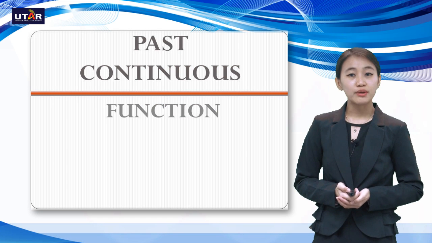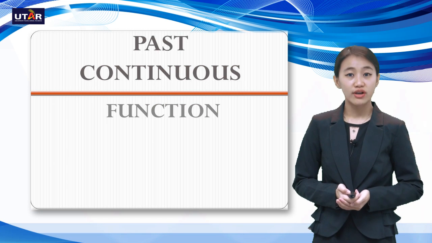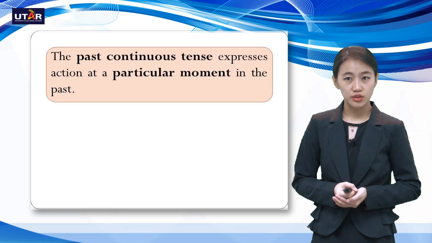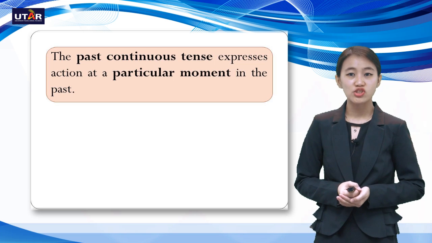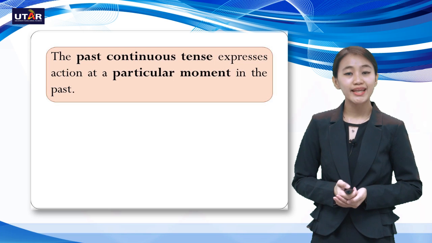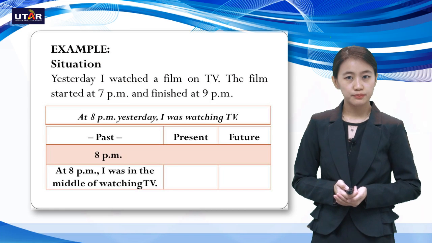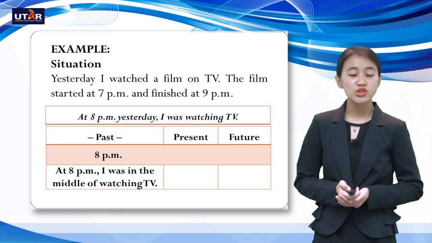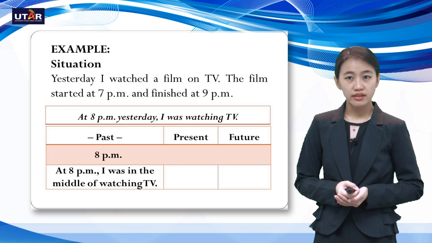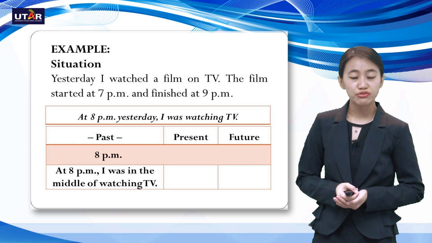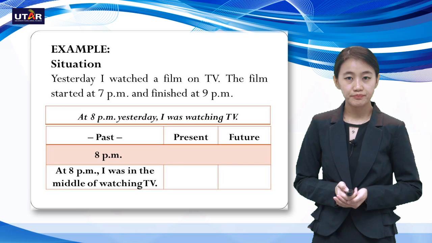Now let's look into the past continuous in terms of function. The first function of the past continuous is that the past continuous tense expresses action at a particular moment in the past. Let's look at the example here. The situation given: yesterday I watched a film on TV. The film started at 7 p.m. and finished at 9 p.m.